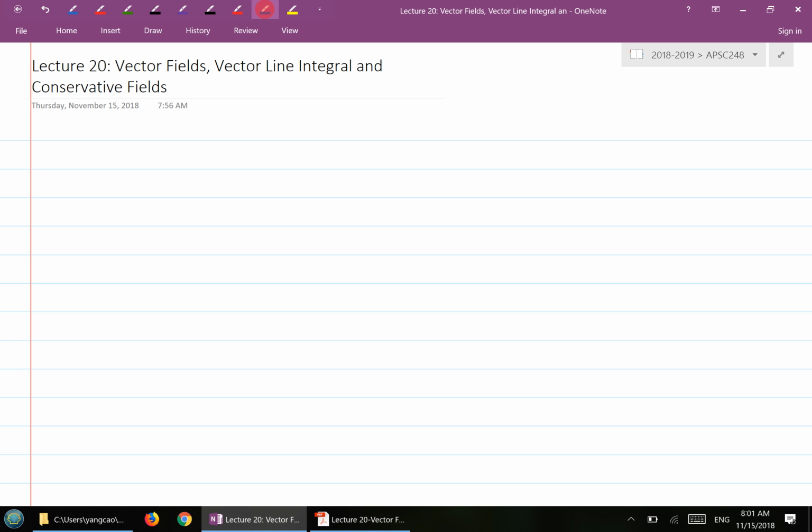All right, so we're going to go back to vector fields today. We finished double integrals and triple integrals, which have nothing to do with vectors. So now we're going back to vector fields, and we'll start to do some integrations within these vector fields.